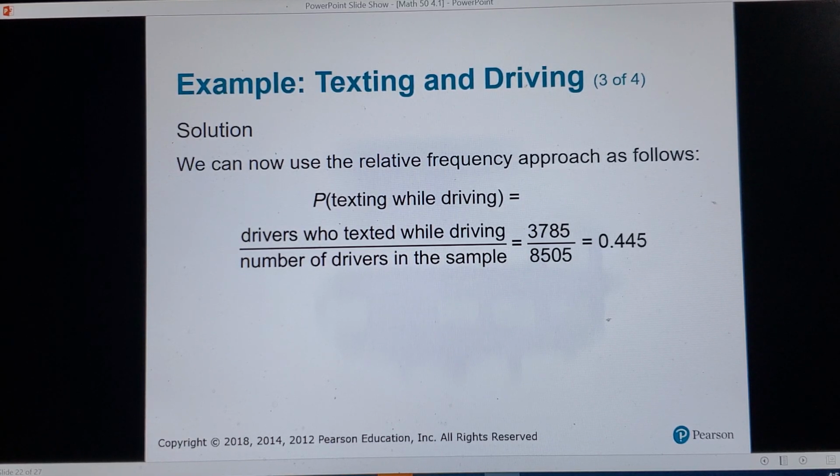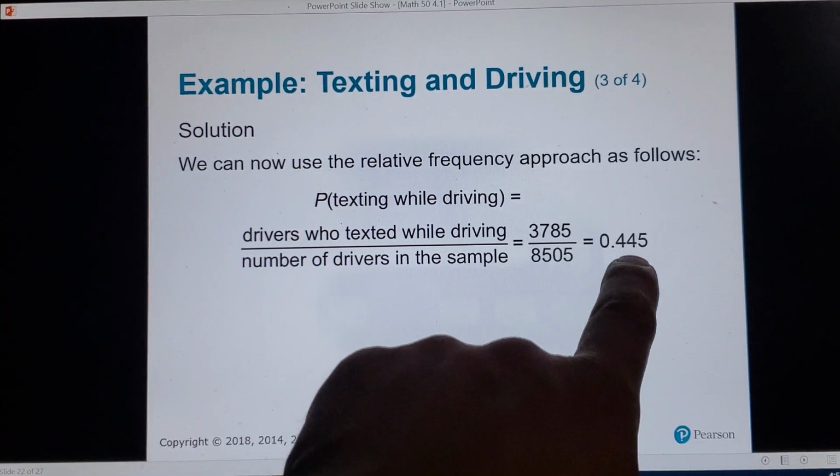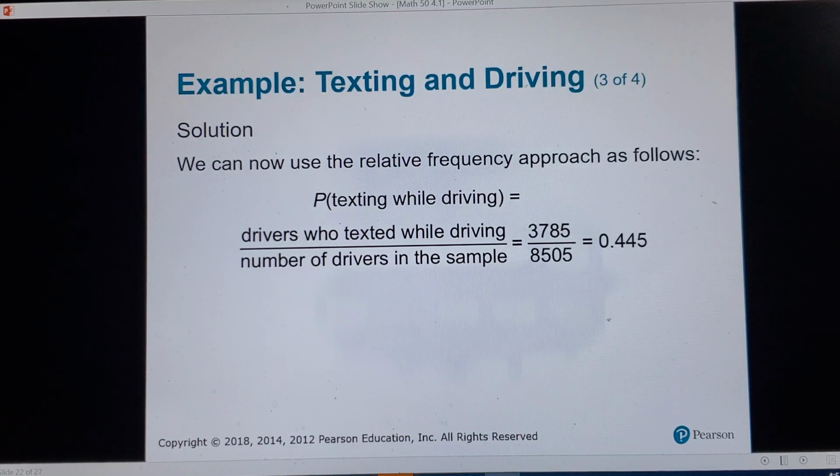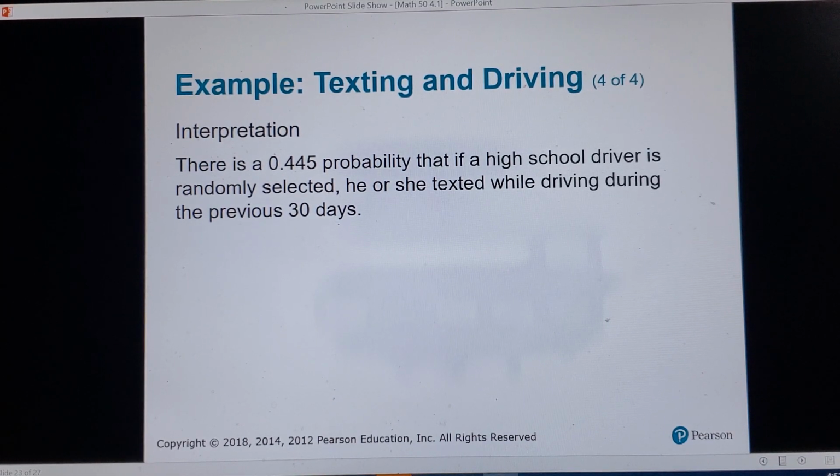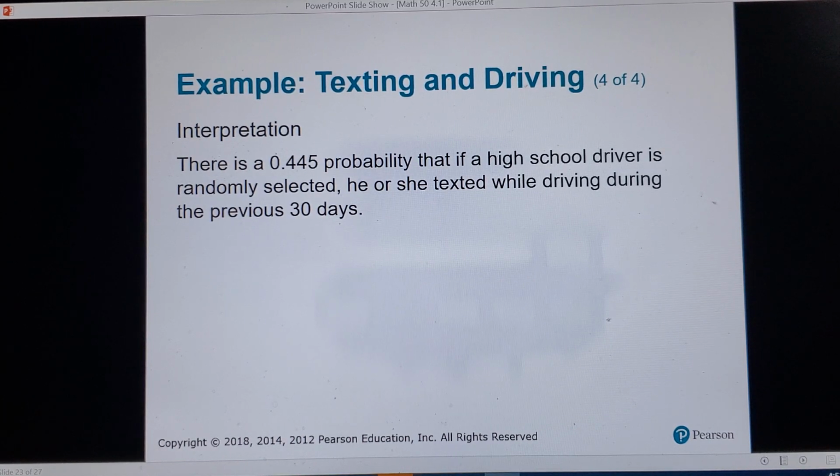Again, if you want to convert your decimal to a percent, we talked about this before. Just move your decimal over 2 places to the right. Instead of saying 0.445, you can say 44.5%. So there's a 44.5% chance that if you randomly pick one of the students that were surveyed, you select somebody who texts. This is the interpretation, this is how you would read it: there is a 0.445, or a 44.5%, probability that if a high school driver is randomly selected, he or she texts while driving during the previous 30 days. So again, there were 8,505. If I randomly pick one of those, there's about a 44% chance that the one I picked would text while driving.